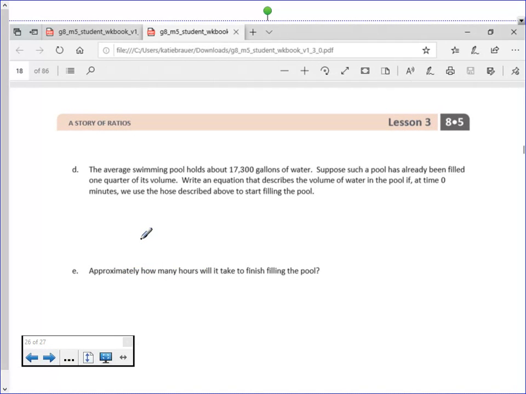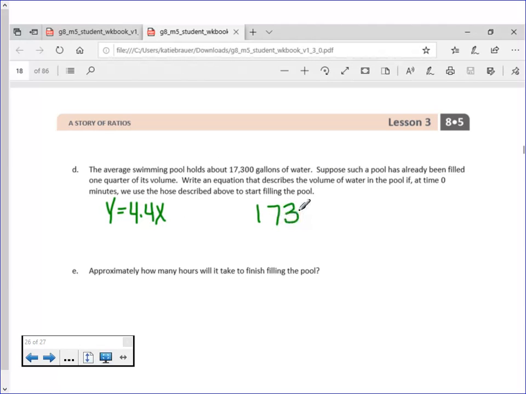B says the average swimming pool holds that many gallons of water. Y equals 4.4x. So instead of plugging it in for x, we're plugging it in for y. This is going to tell us how long it's going to take to fill up a pool that holds almost 18,000 gallons of water. So I'm going to divide that number by 4.4. 17,300 divided by 4.4. That's minutes.